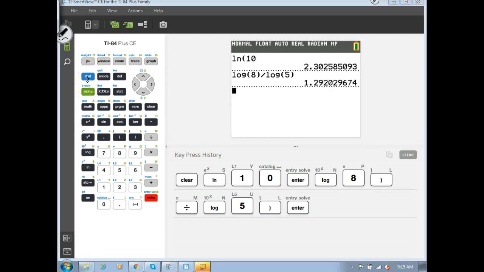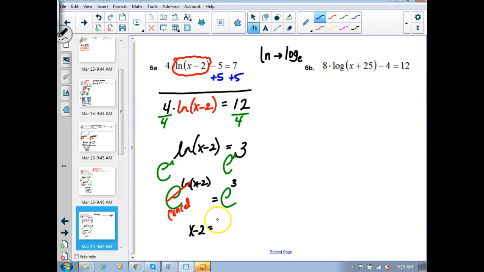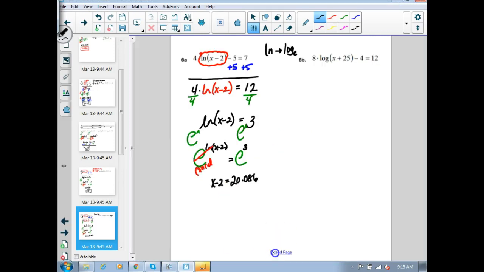If you use this e, then you have to insert your own caret to raise it up to the exponent. So, second natural log, that would be e to the third power, automatically in an exponent. I need to write down 20.086, because they want it to the thousandth. 20.086, and then one final step.